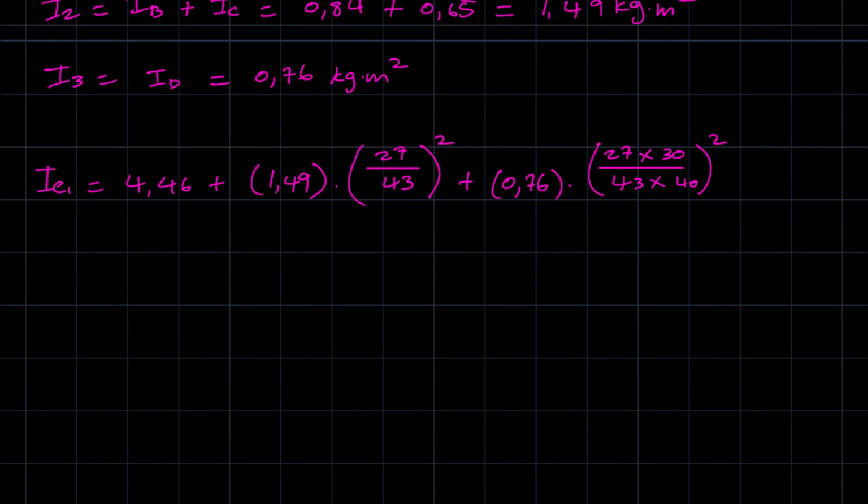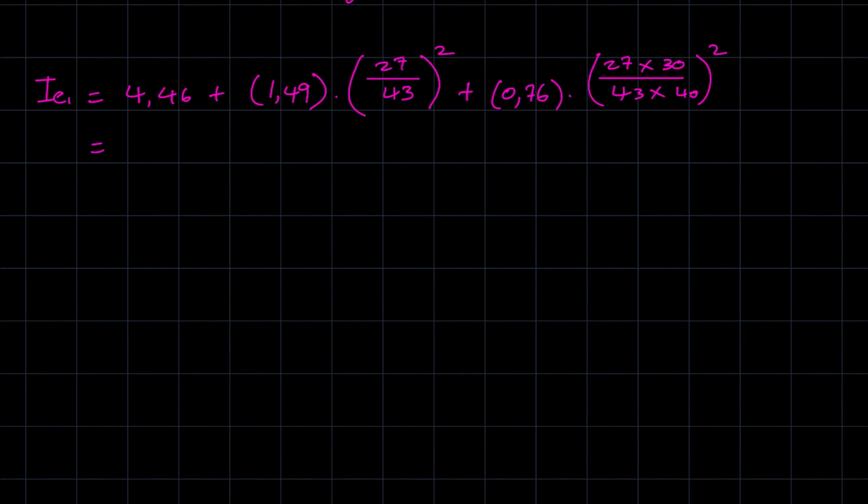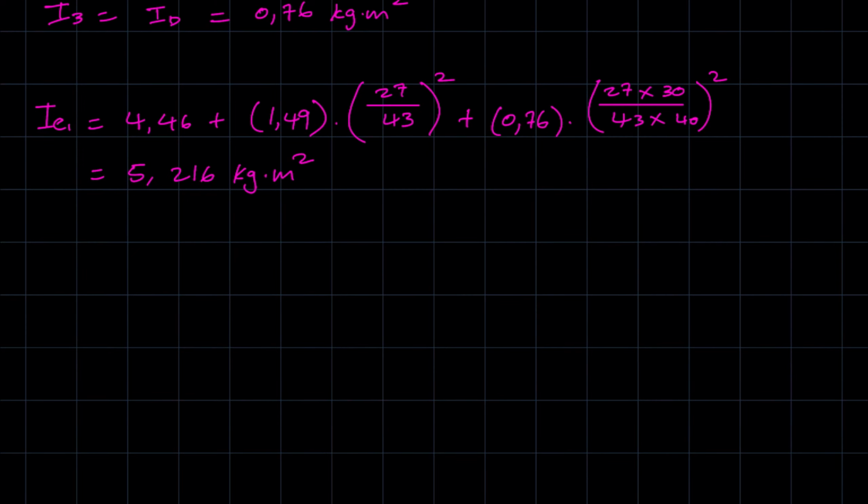Now if you punch this in your calculators, we are going to get 5.216 kilogram meter squared. And that is how you would calculate the equivalent moment of inertia referred to the input shaft.